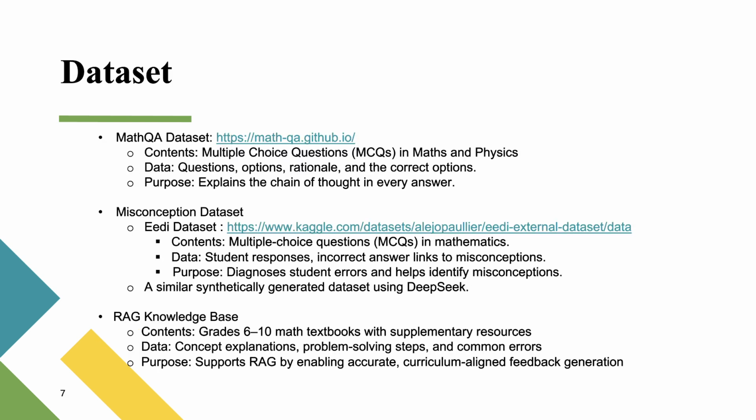To train our system, we used three main sources. MathQA, which has math and physics questions with explanations. ED dataset, which contains real student mistakes linked to common misconceptions, and synthetic DeepSeek data, where distractors were generated along with possible reasons. For a RAG pipeline, we have added grade 6 to 10 textbooks, so our system gives explanations that match what students actually study in school.